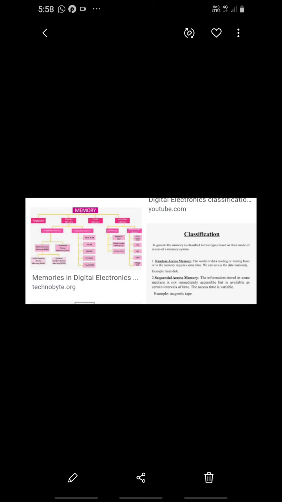The secondary or auxiliary memory is also known as peripheral memory because it is connected as a peripheral device to the computer. The auxiliary memories are used for bulk storage of data and information.